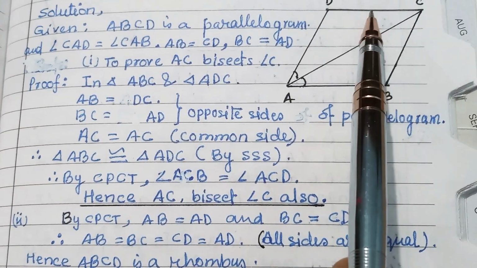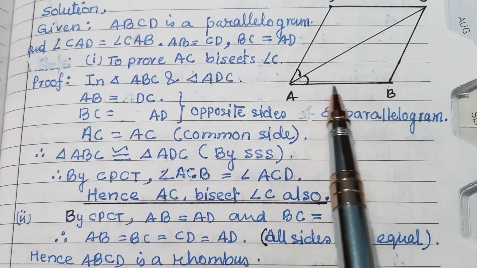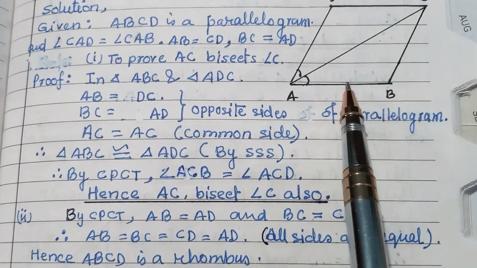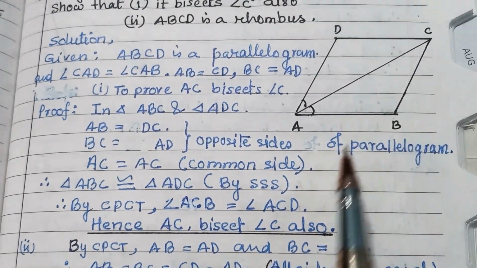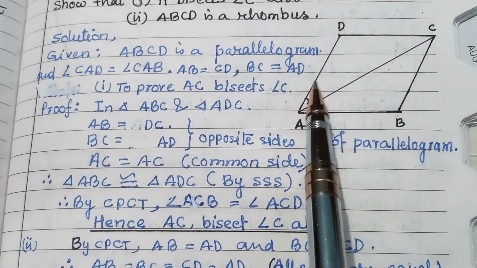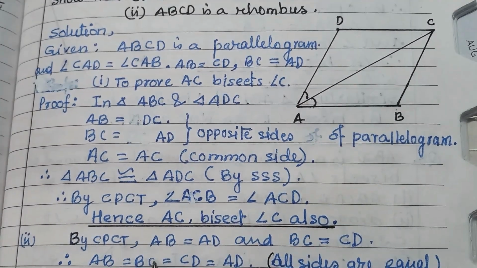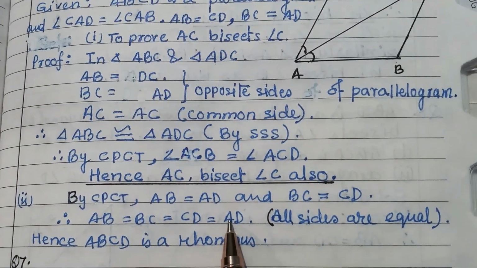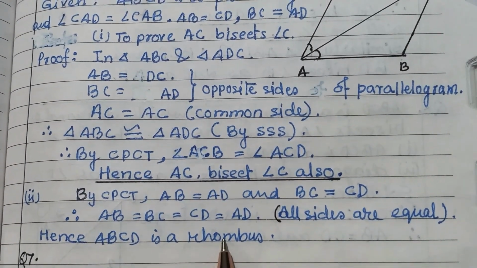Already it is the parallelogram. This side is equal to this side and this side equal to this side. Now these two sides, alternate opposite sides are equal. Now adjacent sides are equal, we have to prove. For that, by CPCT we can say this equal to this and this equal to this. So adjacent sides are also equal. Therefore all sides are equal. Got it? So it is a rhombus.